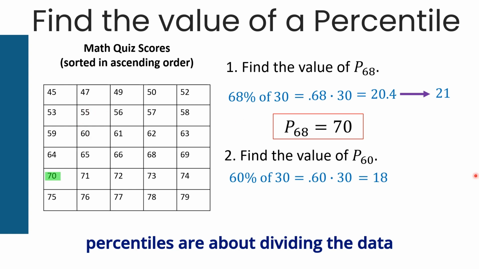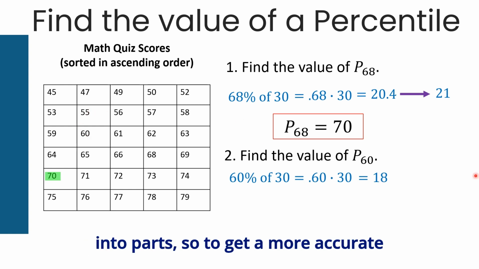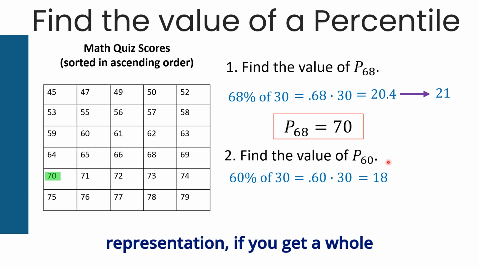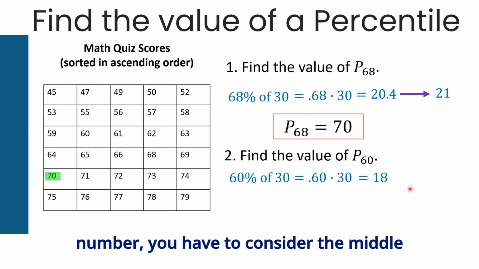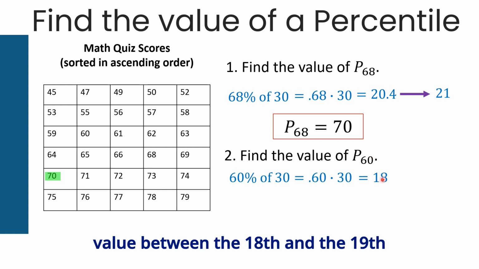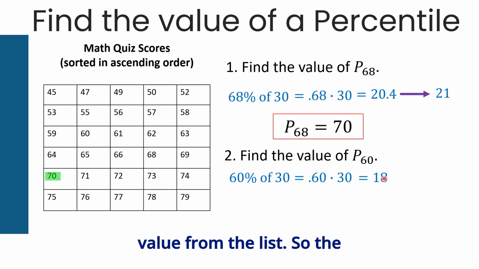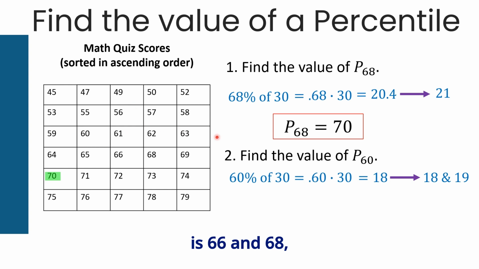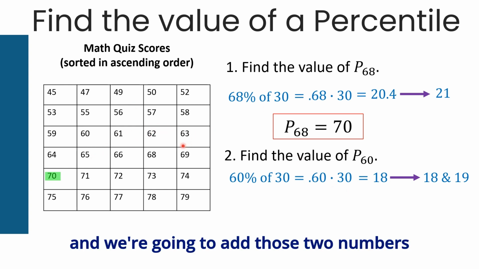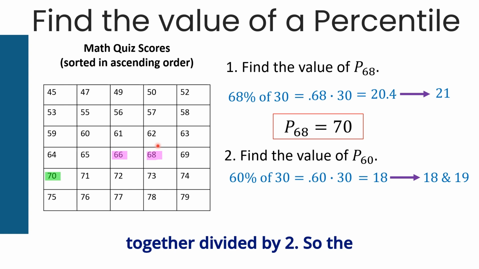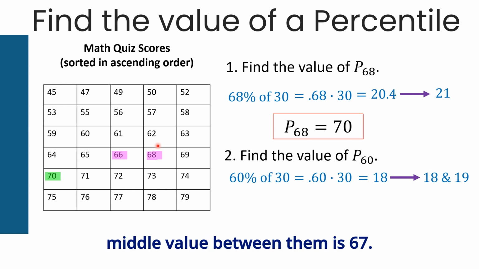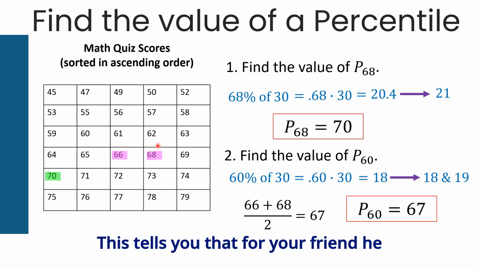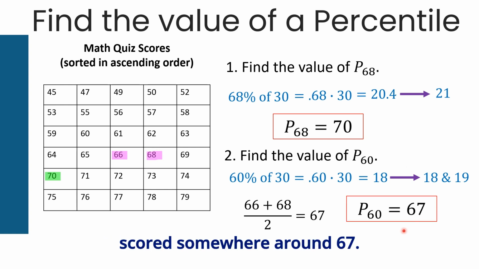However, because percentiles are about dividing the data into parts, to get a more accurate representation, if you get a whole number, you have to consider the middle value between the 18th and the 19th value from the list. So the 18th and 19th values on the list are 66 and 68, and we are going to add those two numbers together and divide by 2. So the middle value between them is 67. This tells you that for your friend, he scored somewhere around 67.